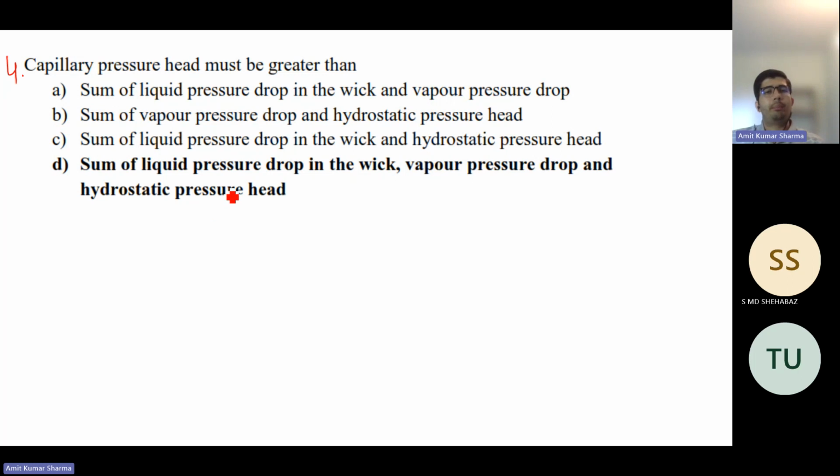Capillary pressure head must be greater than. So we are talking about capillary pressure head. The options are: sum of liquid pressure drop in the wick and vapor pressure drop; sum of vapor pressure drop and hydrostatic pressure head; sum of liquid pressure drop in the wick and hydrostatic pressure head; sum of liquid pressure drop in the wick, vapor pressure drop and hydrostatic pressure head.